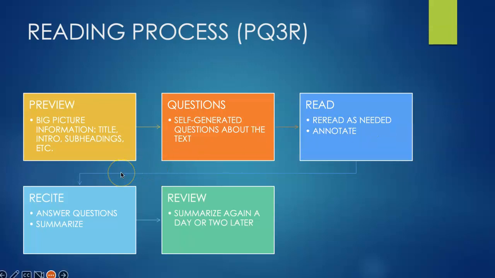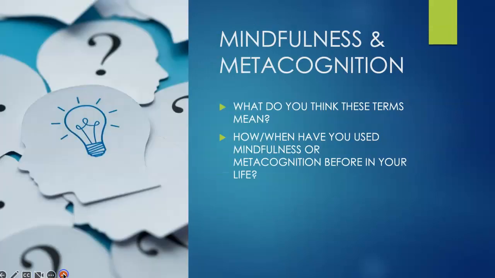And then after you're done reading, you recite. So you answer those questions you came up with that maybe you wrote down. You summarize what you just read. And then lastly, a day or 2 later, you come back and you summarize again to cement that idea into your head so that you don't forget it for later. Reviewing really helps with memory, okay? And I don't know about you guys, but my brain fog is sometimes out of control. So reviewing is really helpful to understand something and to remember what you want to say later.